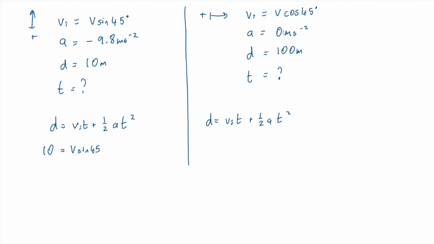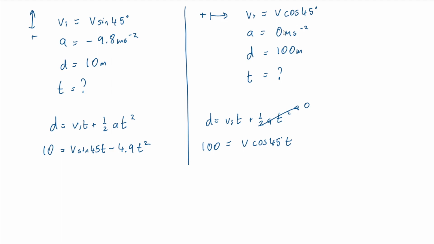Now, you know from maths, sine 45 is actually 1 over root 2, so you could put that in now, if you're more comfortable with that. Plus half times A. Well, half of A would be negative 4.9, and then we have, oh, I missed a T there, and then we have T squared. Cool. And in the horizontal direction, D is 100, A is 0, so that term disappears. VI is V cos 45 times T. Cool. Now we are solving for v.